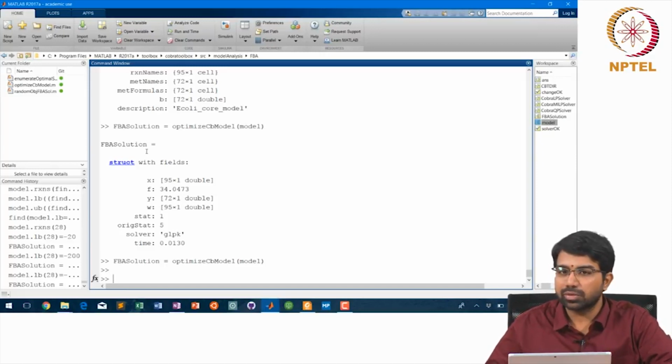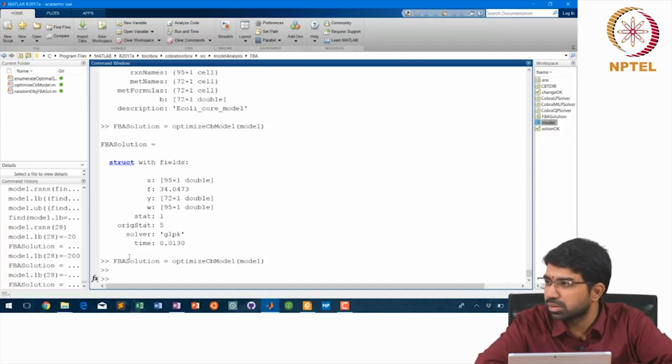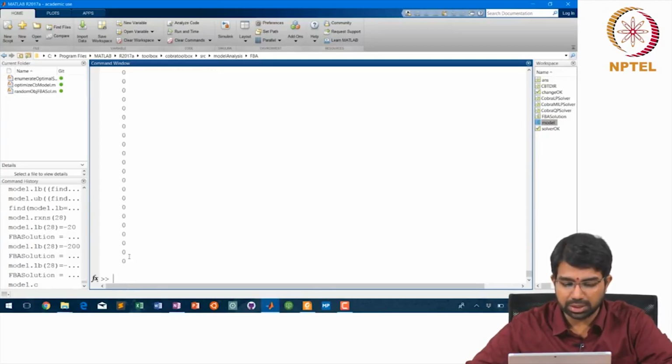So, can you try out a few things now? Are you able to first do this FBA solution? It is trivial, right. So, this works. What is the objective function in this case? How would you find out the objective function? So, how do you know that that is the objective function? It is actually embedded in the model, right. So, it is going to be in model.C.